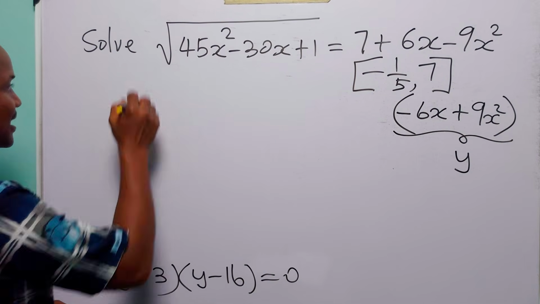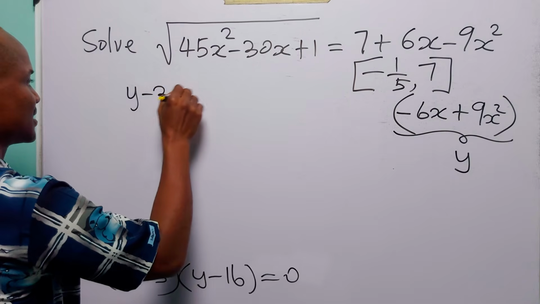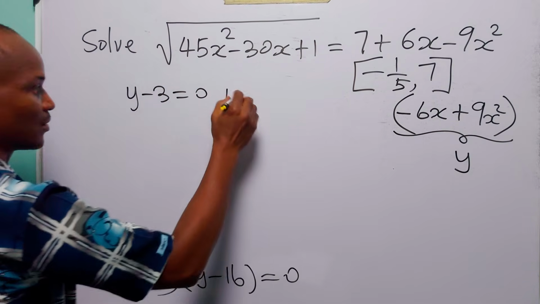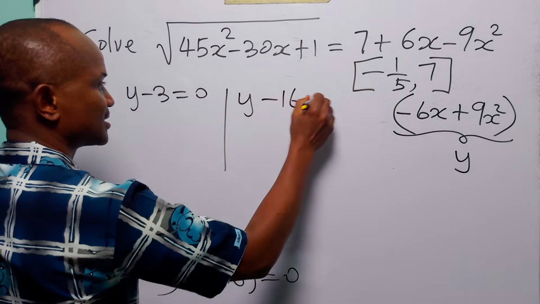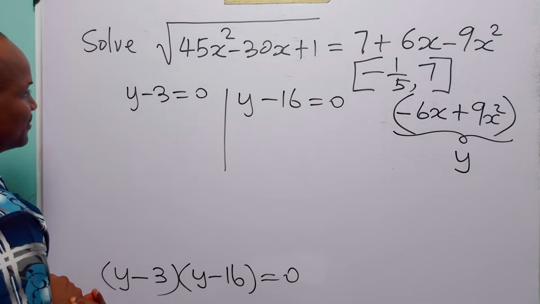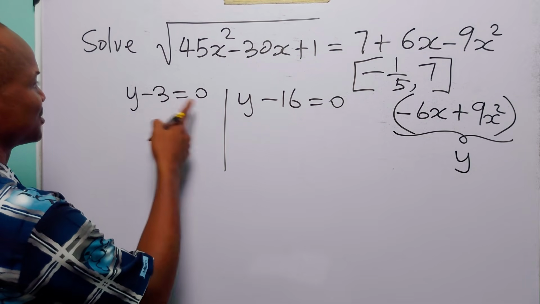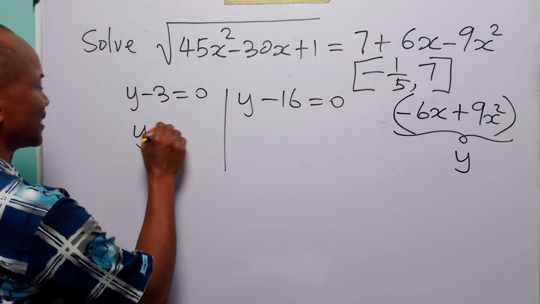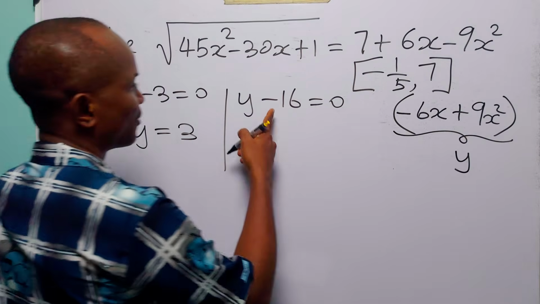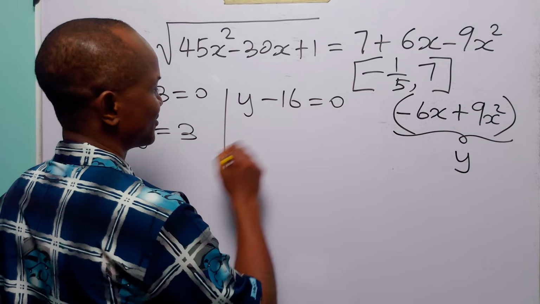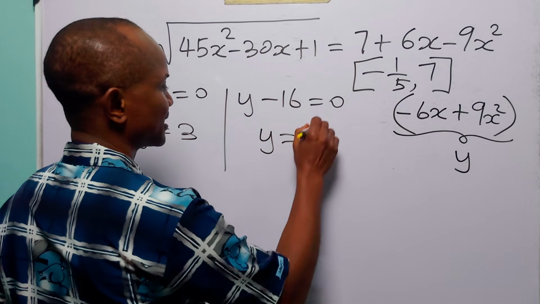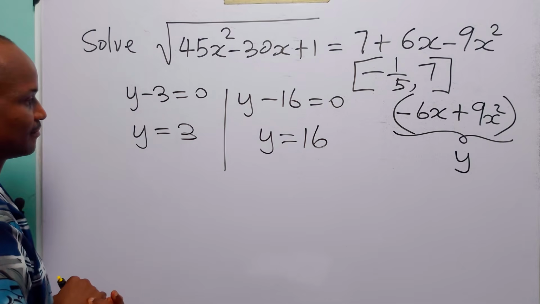And from here we have that either y minus 3 is equal to 0 or y minus 16 is equal to 0. When we add 3 to both sides of this equation, we have that y is equal to 3. And when we add 16 to both sides of this equation, we have that y is equal to 16.